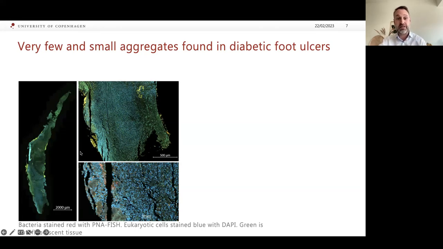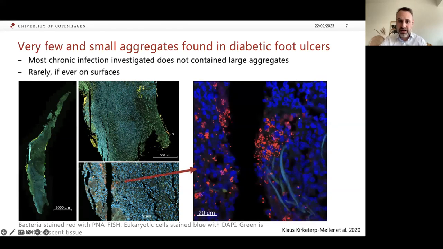And these pictures are courtesy of Klaus Kirketerp and Lasse Quick, who have investigated these shavings or debridements from chronic wounds, where they have shaved off parts of the wound to clean it up. And then they tried to really look into where the bacteria are situated in these wounds. This is, in biological terms, a really big piece of tissue. And if we zoom in on this small area here, the only place that we can find bacteria in this whole piece of tissue is zoomed in here and then zoomed in even further here. Then you can see the bacteria lying in small aggregates there.